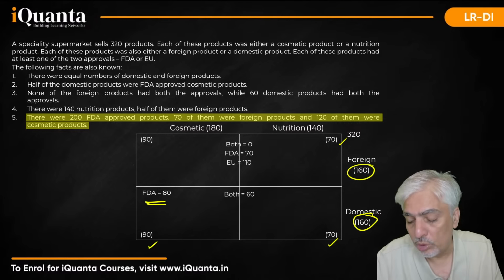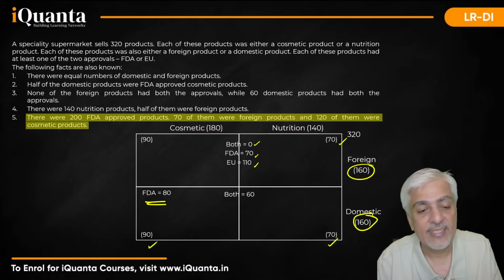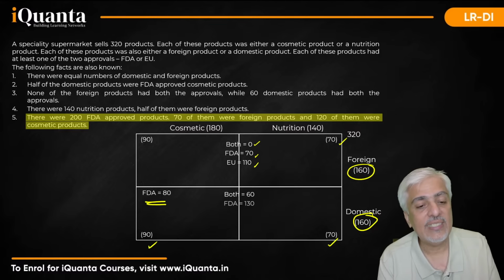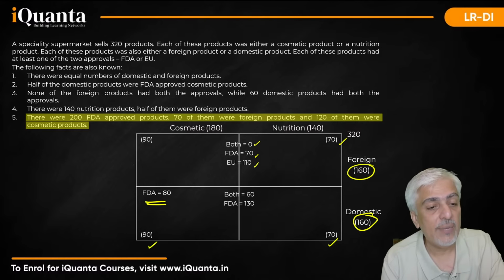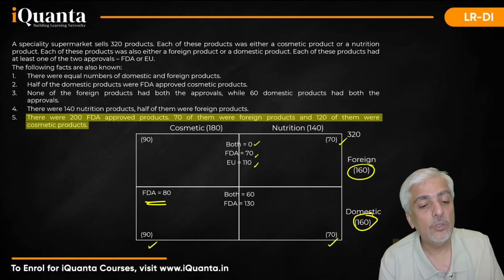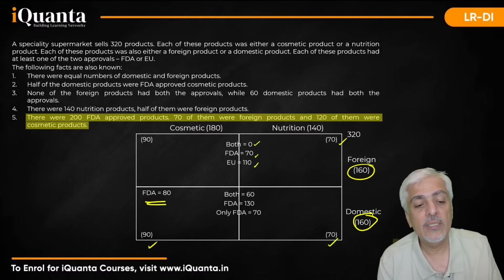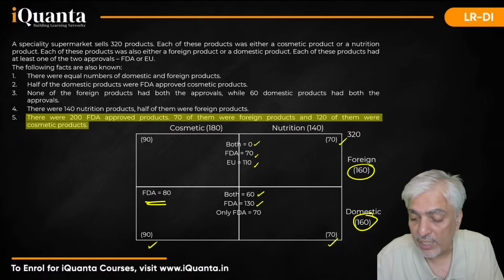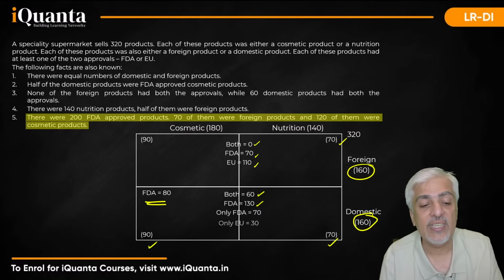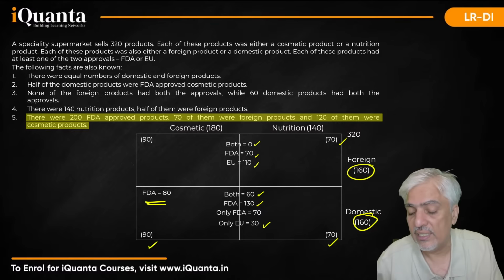So this is like a Venn diagram. Both is 0. So 70 over here. So 110 has to be over here. Next, FDA's both was 60. Now see, this is very important. Pay attention to this very carefully. There were 200 FDA products. 70 of them were foreign and 120 of them were cosmetic. Now, total FDA approved products were 200. So remaining FDA will have to come into domestic. Only FDA will become 70 because FDA is 130. Both are 60. So only FDA is 70 and only EU will be 30.